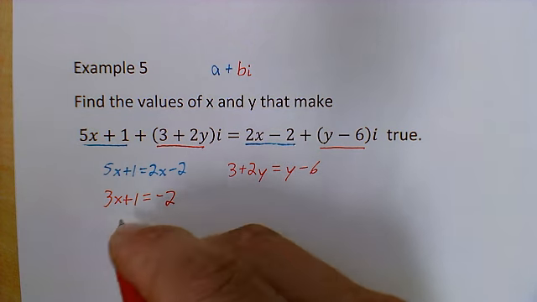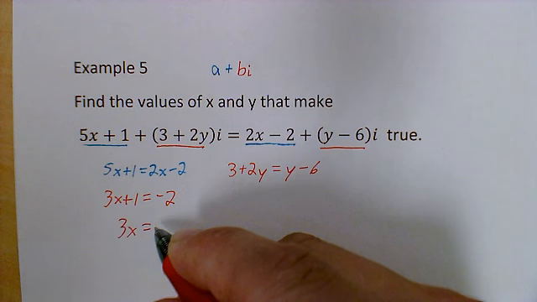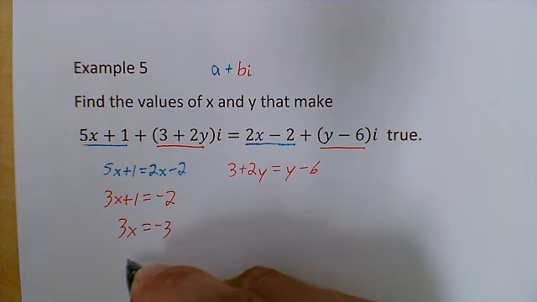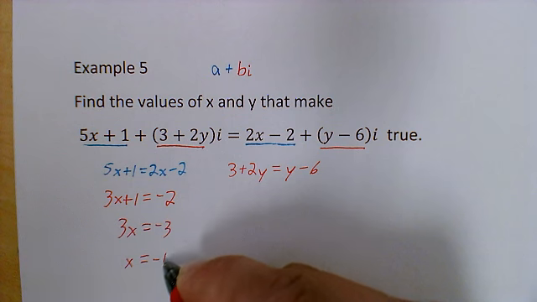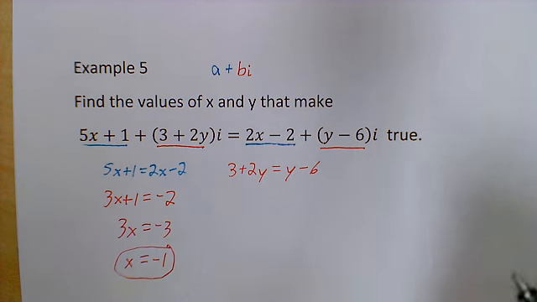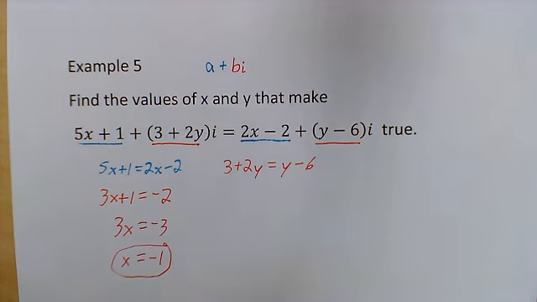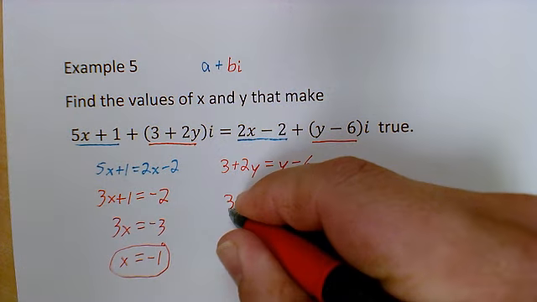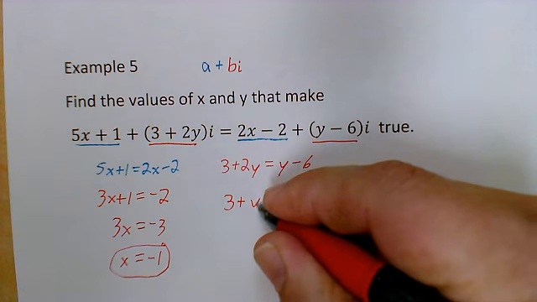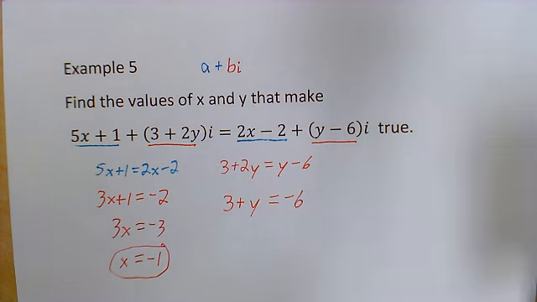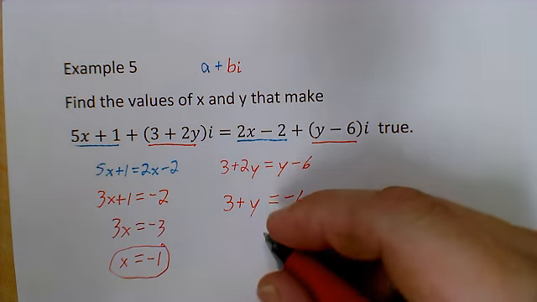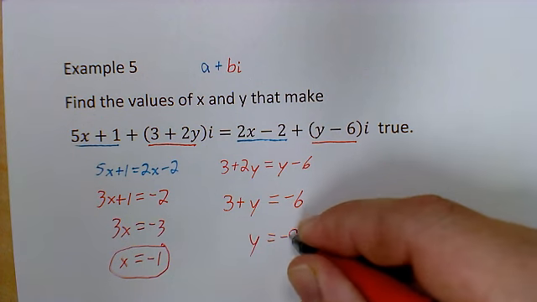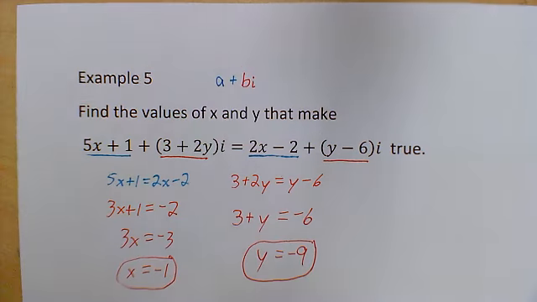And I'm going to subtract 1, so 3x is equal to negative 3. And I'm going to divide by 3. x equals negative 1 is my value of x. That would make this true. I also need to go find my value of y. I'm going to subtract y from both sides, so it's going to be 3 plus 1y equals negative 6 now on the right. I'm going to subtract the 3. y equals negative 9 is the value of y that you would need for this.